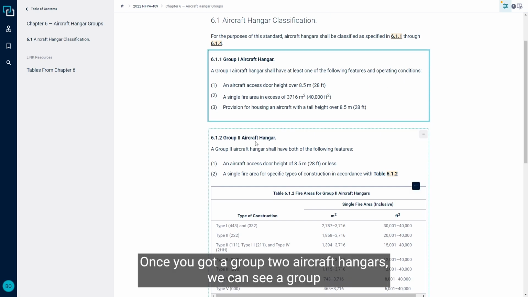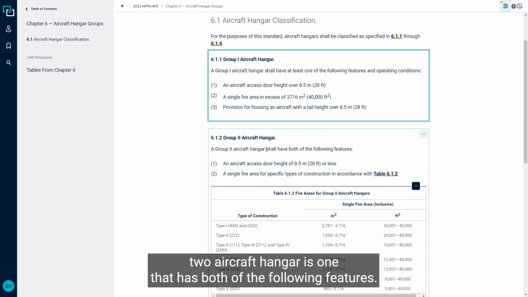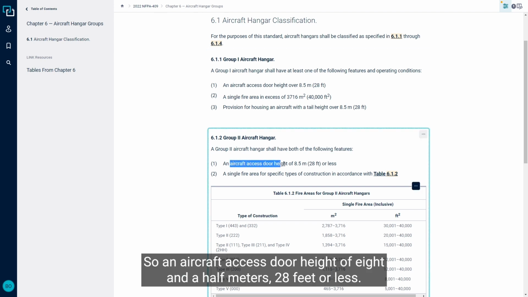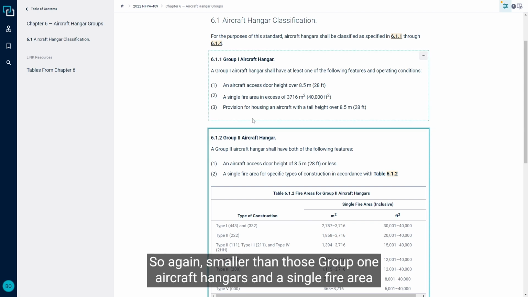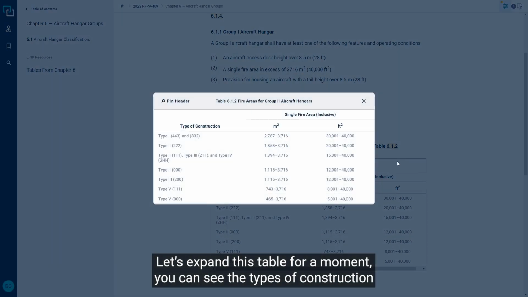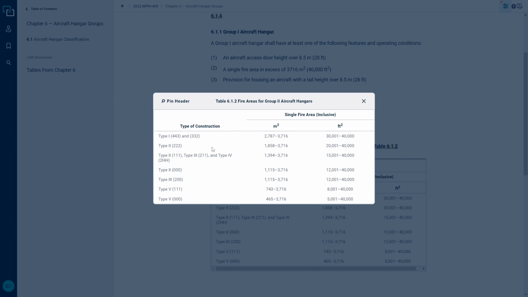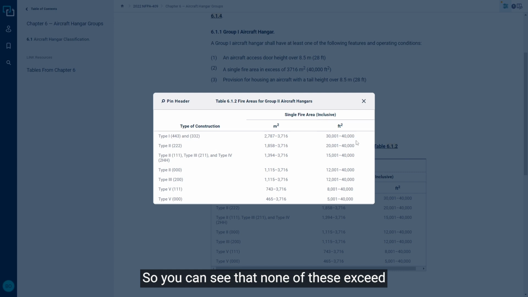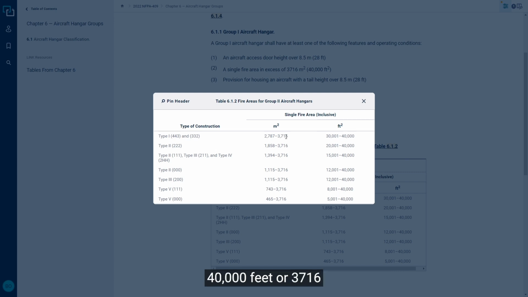Once we go to Group 2 aircraft hangars, we can see a Group 2 aircraft hangar is one that has both of the following features. This one needs to have all of them. So an aircraft access door height of 8.5 meters, 28 feet or less. So again, smaller than those Group 1 aircraft hangars, and a single fire area for specific types of construction in accordance with Table 6.1.2. Let's expand this table for a moment. And you can see the types of construction are going to affect your maximum single fire area. So you can see that none of these exceed 40,000 feet or 3,716 meters squared.